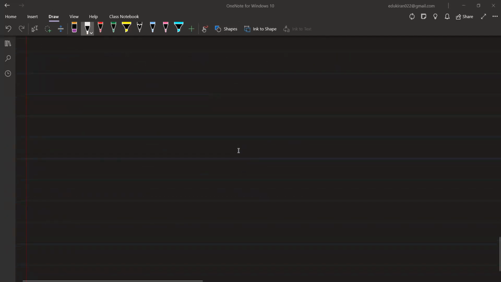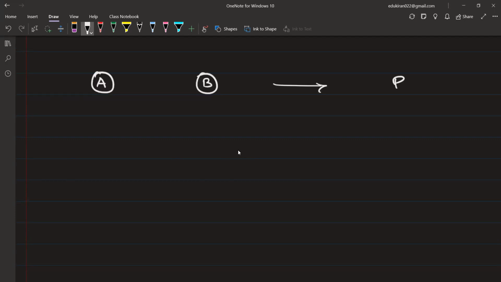Please don't write anything, leave your pen aside and see very properly. Let us suppose I have a molecule of A and a molecule of B, and it is going to give me a product, P. The product P can only be formed if A and B come into contact with each other. Until and unless A and B collide, the product is not going to form.